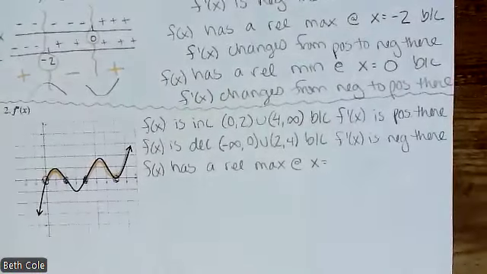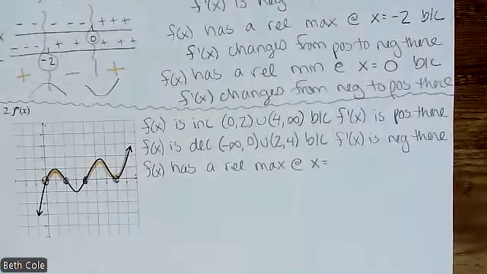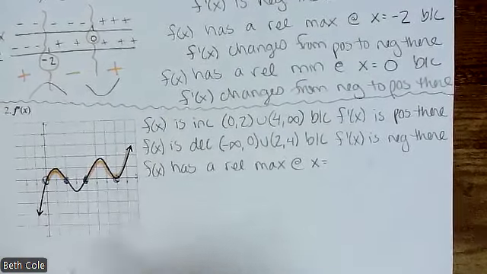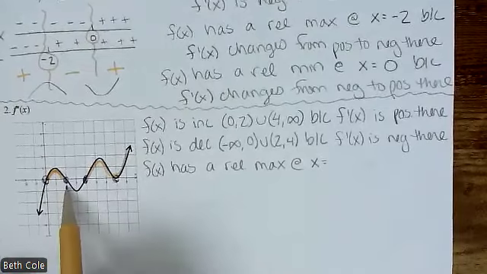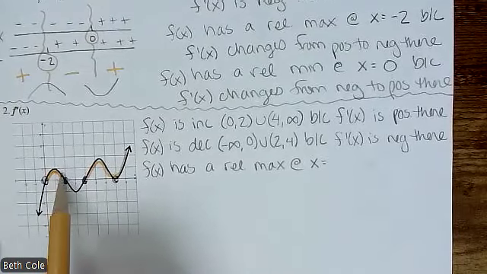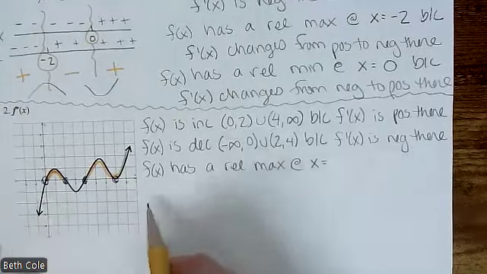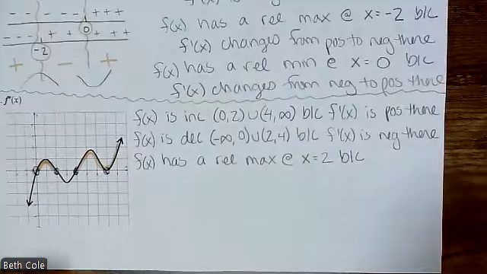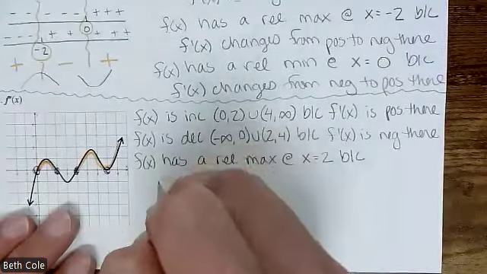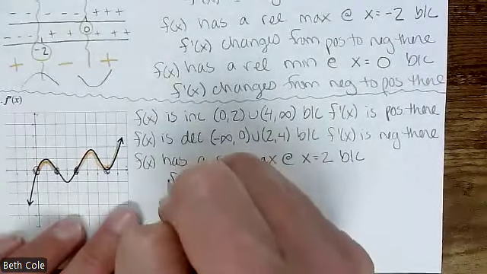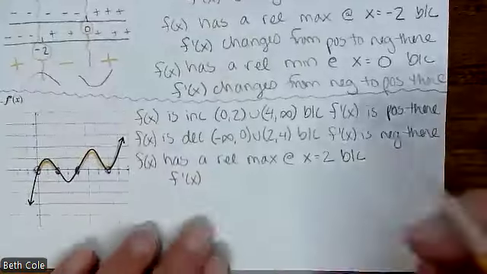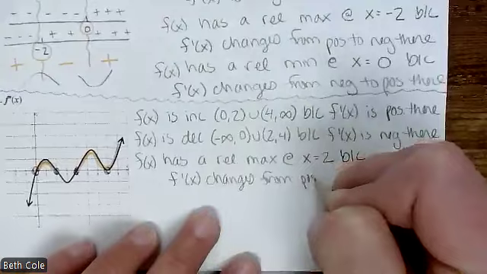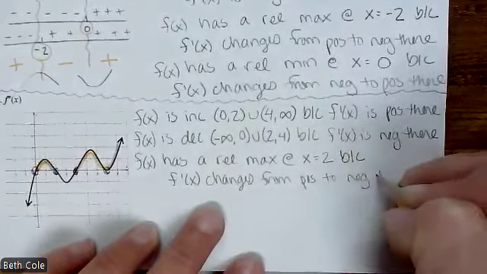at x equals where? A maximum would be a change from what to what? Positive to negative. So where do you see that happening on here? Do you see how at 2, it goes from positive to negative? Above sea level to below sea level? Relative maximum at x equals 2, because I will not be able to fit this all on the same line. Who's our source? F prime, because F prime does what? Changes from positive to negative there.